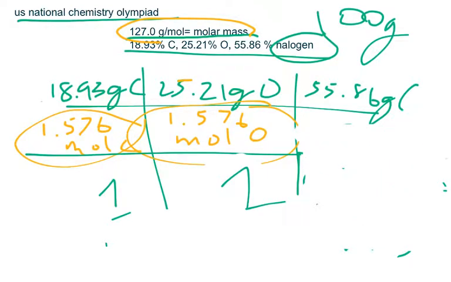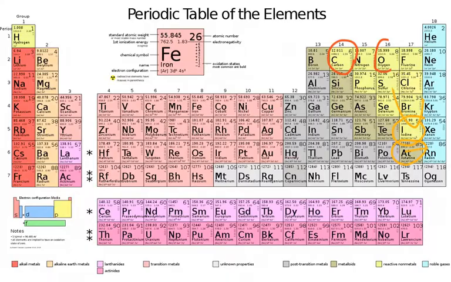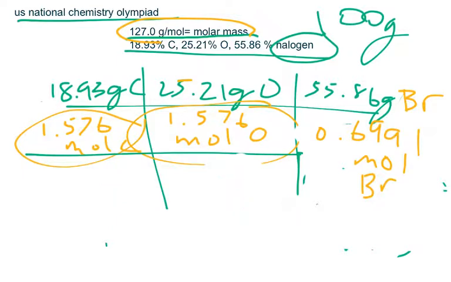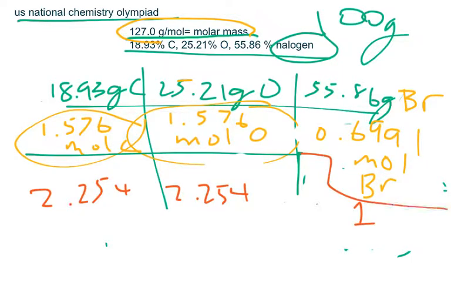We have to choose one more element. We have to try out bromine. So bromine has a molar mass of 79.90. So I'm going to take 55.86 divided by 79.90, and I get 0.699 moles of bromine. And let me just add an extra sig fig here. Alright, so if I divide everything by the smallest number, which is 0.6991, I get 1.576 divided by 0.6991. I get 2.254, 2.254, and 1.